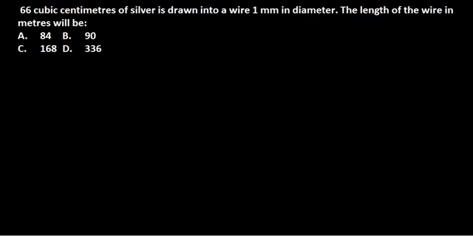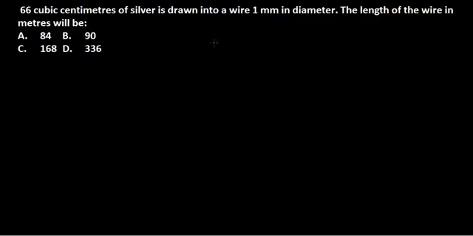Okay, guys, now let's solve this problem. It's kind of interesting and very important too. 66 cubic centimeters of silver is drawn into a wire 1 millimeter in diameter. The length of the wire in meters will be, that is the question. So they ask you the length of the wire from which the silver is actually drawn.